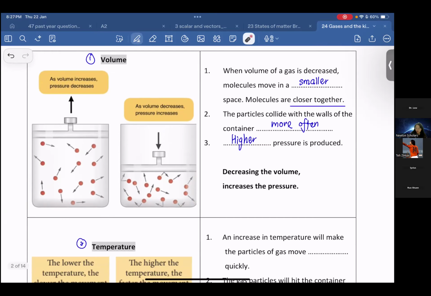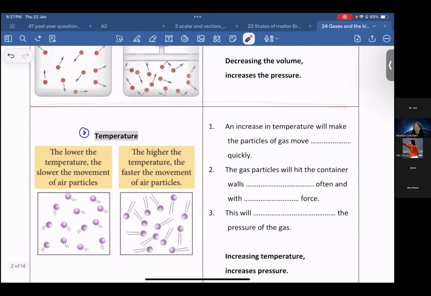So decreasing the volume increases the pressure. This is called inversely proportional. The volume and pressure relationship we call inversely proportional. One increases, the other decreases. Okay, this is the first one.